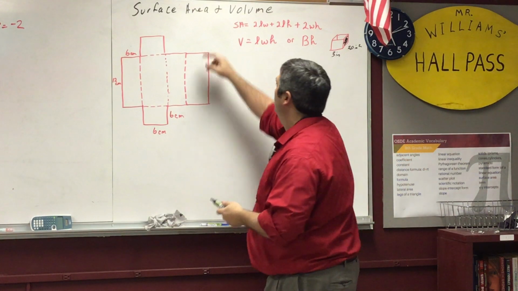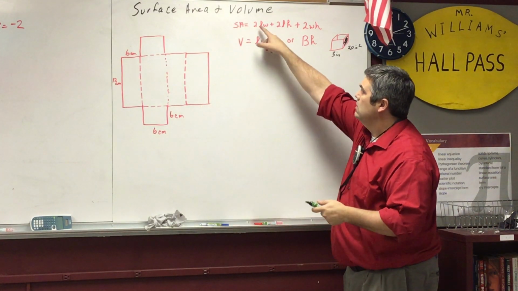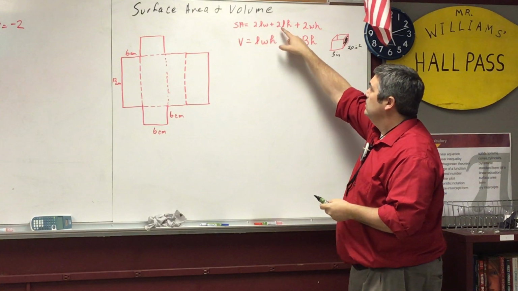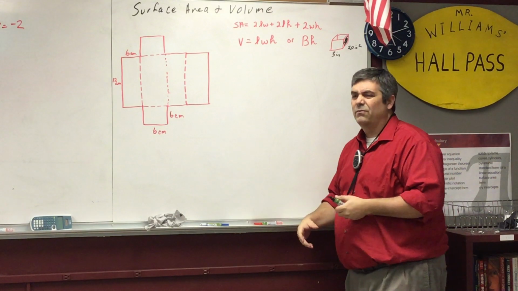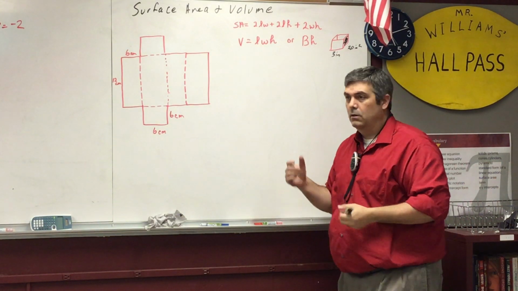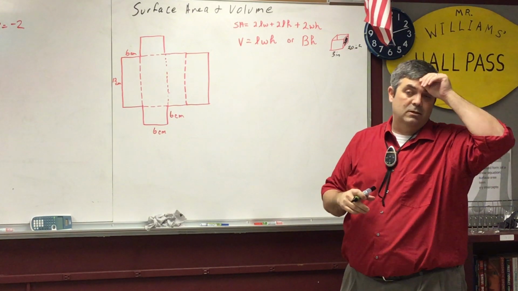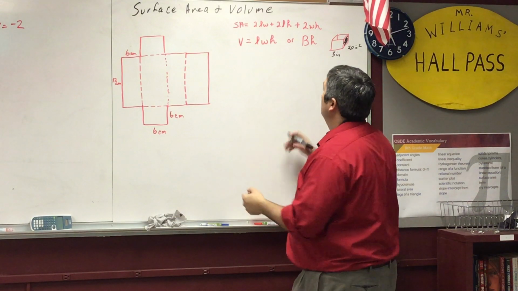So first thing we're going to do, we're going to find the surface area this way. So here's our formula. Surface area equals 2 length times width plus 2 length times height plus 2 width times height. Now there's another formula that's on your formula sheet, but I felt like we'd be more comfortable using this one, so we use this one. Later on when you get into geometry, they're probably going to teach you the other formula. All right, so here we go.